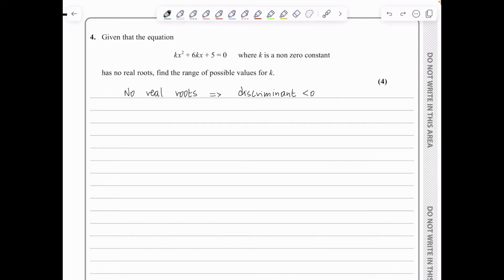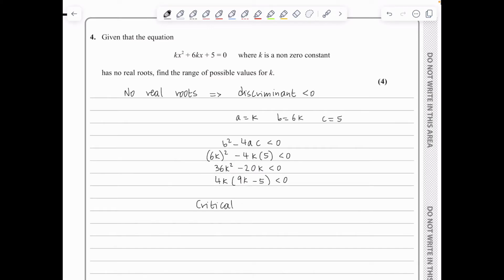So in our case, a is k, b is 6k, and c is 5. The discriminant is b squared minus 4ac, and this is what we want to be less than 0. So we get 6k all squared minus 4 times k times 5 is less than 0, leading to 36k squared minus 20k being less than 0. We see that there's a common factor of 4k, so 4k brackets 9k minus 5 is less than 0, and we can find the critical values for this quadratic inequality.